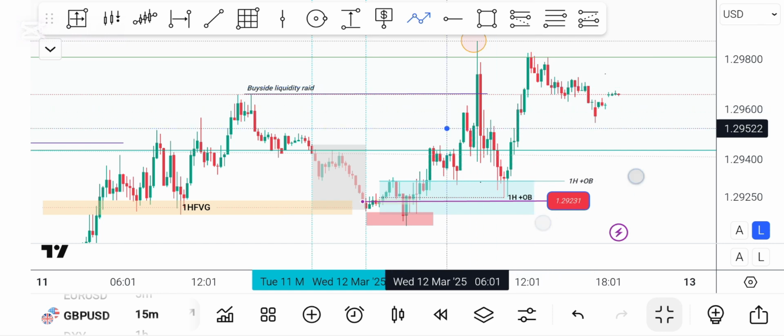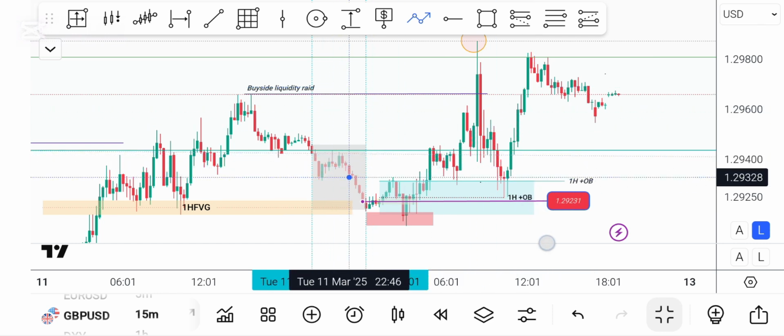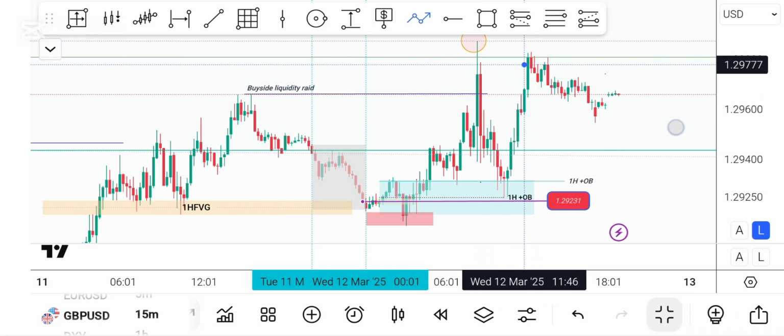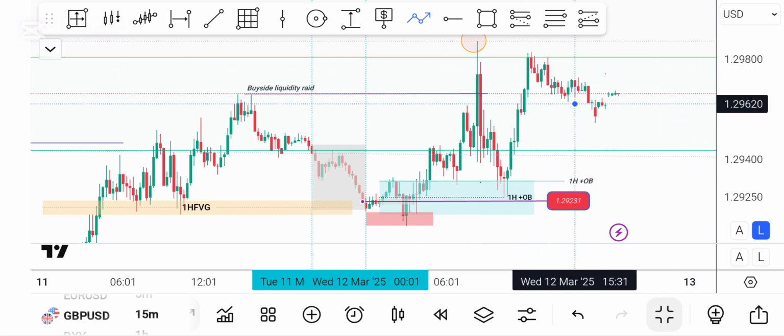So this is accumulation for yesterday, manipulation right here, we have distribution, and then finally we have a close back into the range, which constitutes an ICT power of 3.